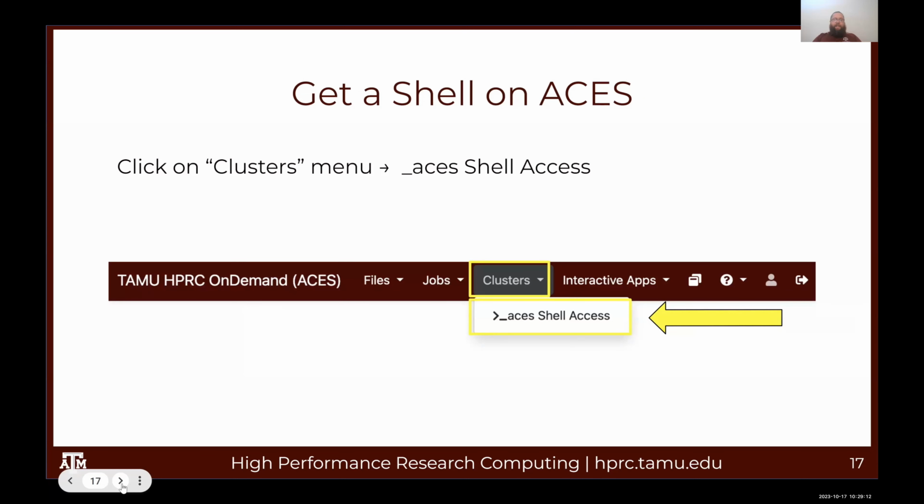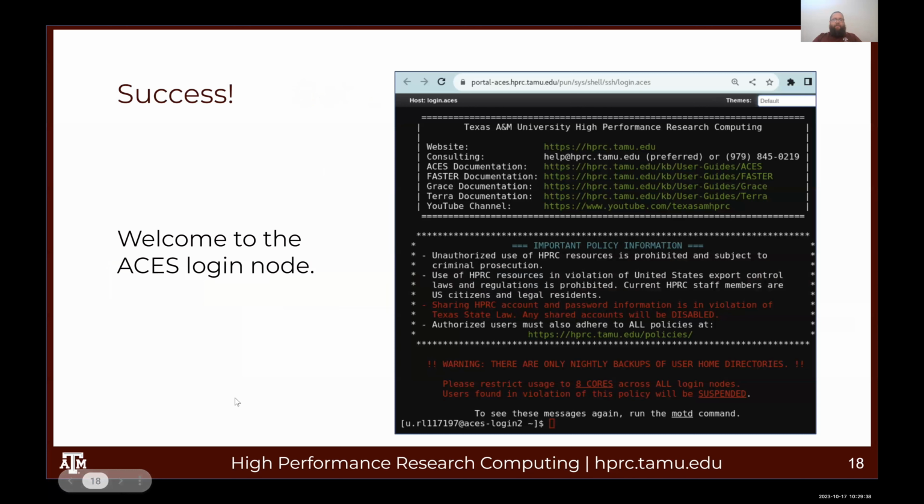Okay, so in order to do today's exercises, we'll be operating in a shell, which is a type of Linux terminal. So in order to get a shell on the ACES cluster, we have the clusters menu with the ACES shell access option. Why it's named this, I do not know. It's simply the one we need for this purpose. If you click on it, it should open a new tab with our message of the day and a shell prompt at the bottom to let you know that you have successfully reached an ACES login node.